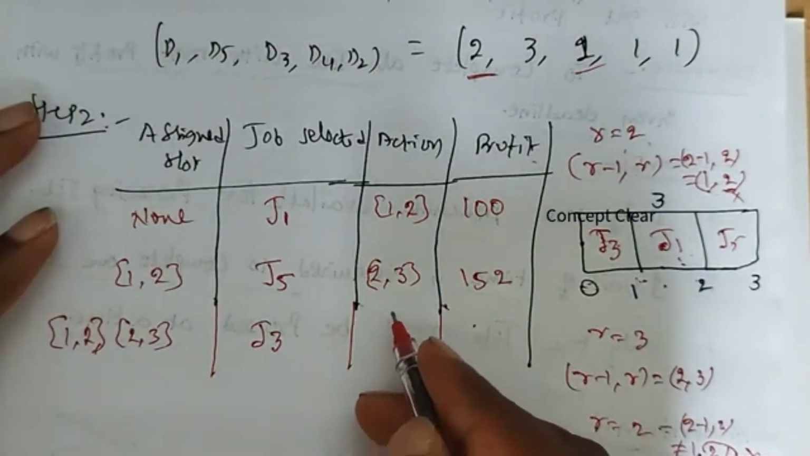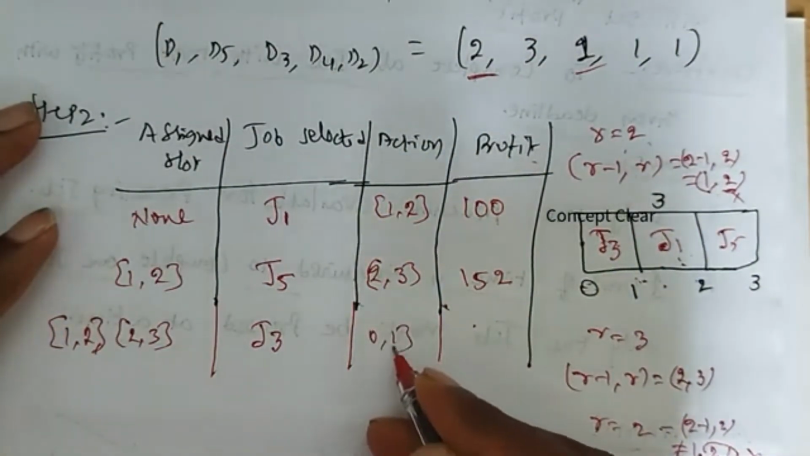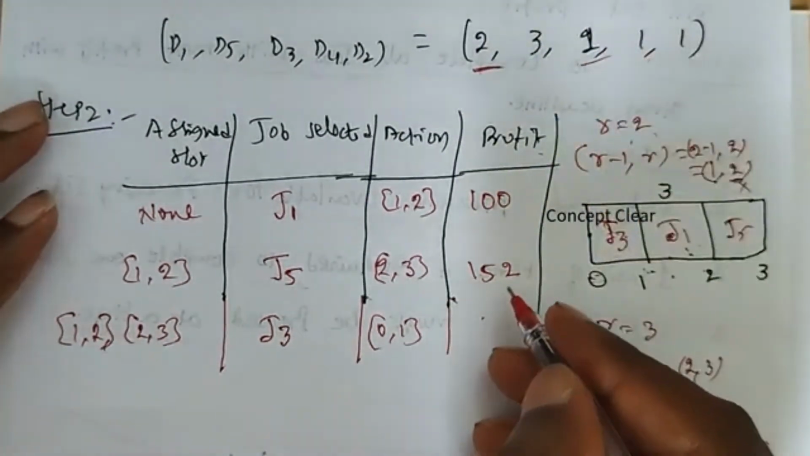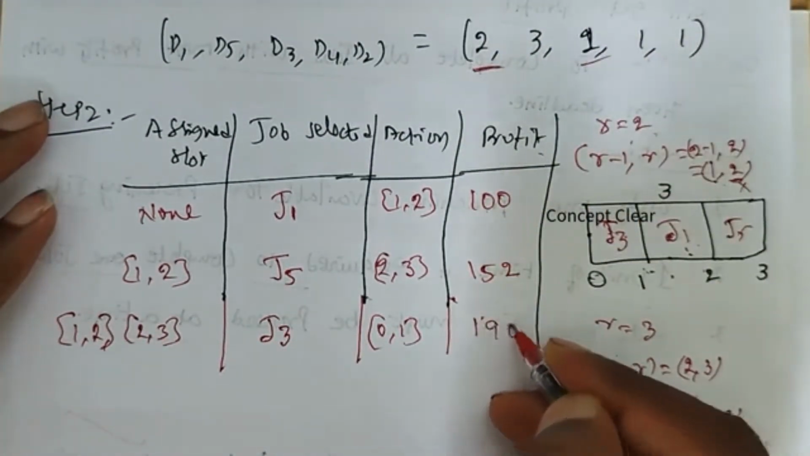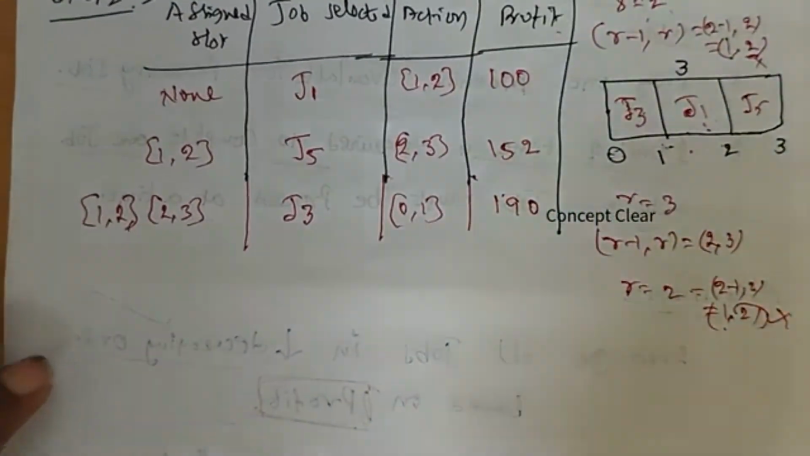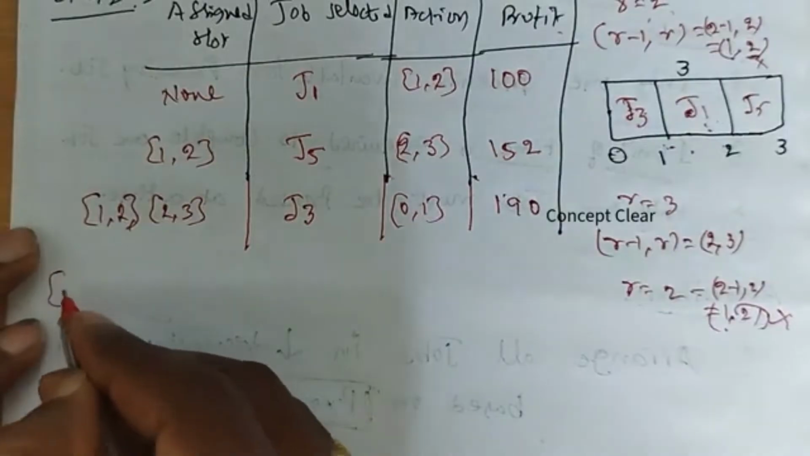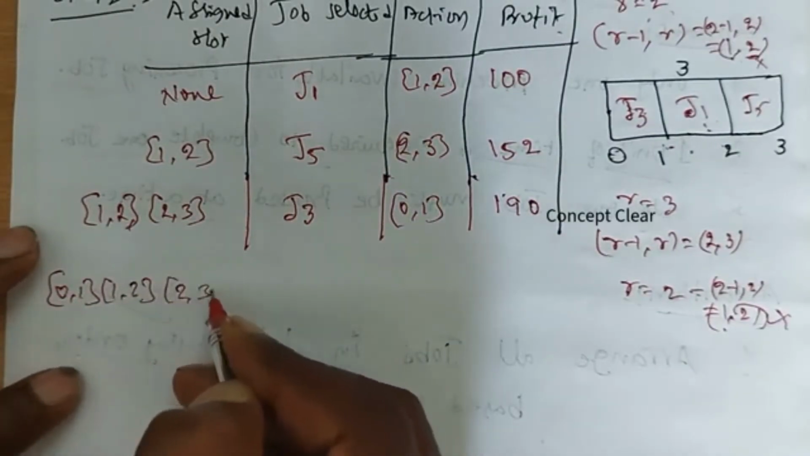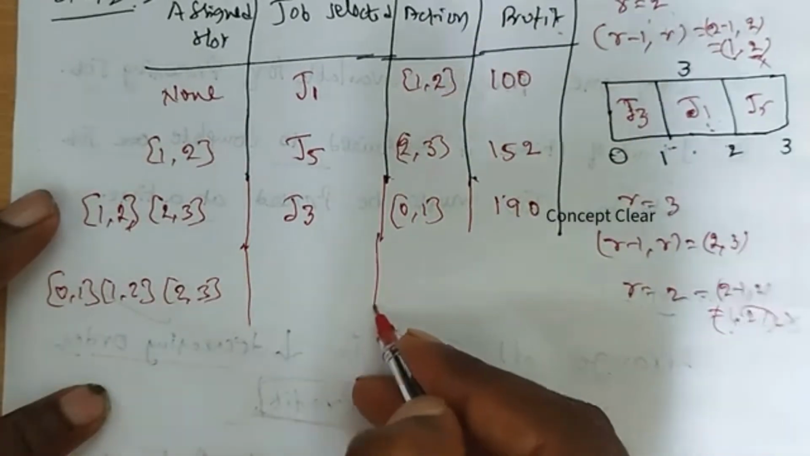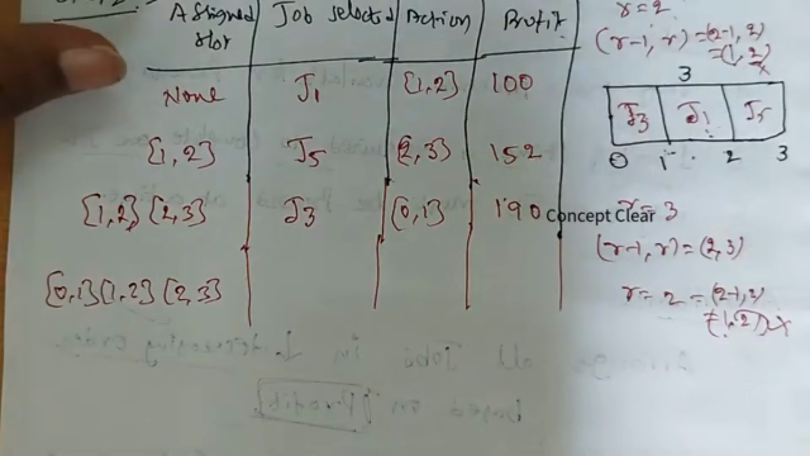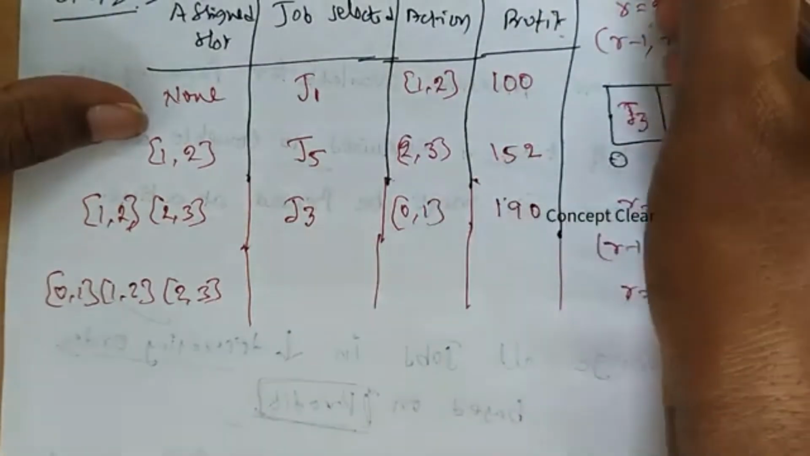What is the action performed? 0 comma 1 is completed. What is the total profit? Here profit is 38, previously 152. Total value is 190. The assigned slots are 0 comma 1, 1 comma 2, 2 comma 3. So these three jobs are completed.